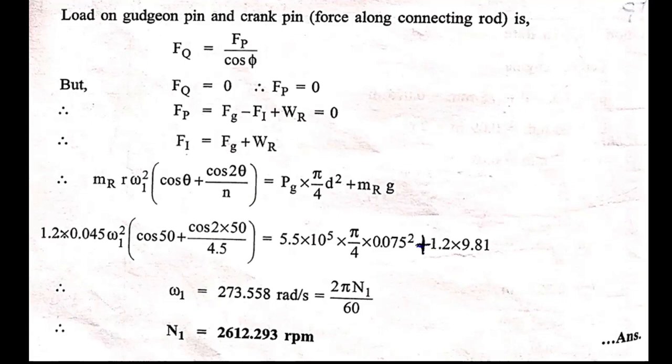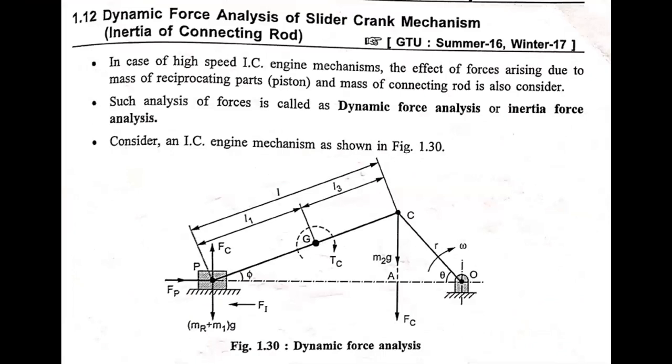Again, here we find out the value of omega 1. We get 273.558 radian per second, and ultimately the speed where the load on the gudgeon pin and crank pin becomes 0 is 2612.293 rpm. Okay, this is the next topic which we have to discuss in the next lecture.